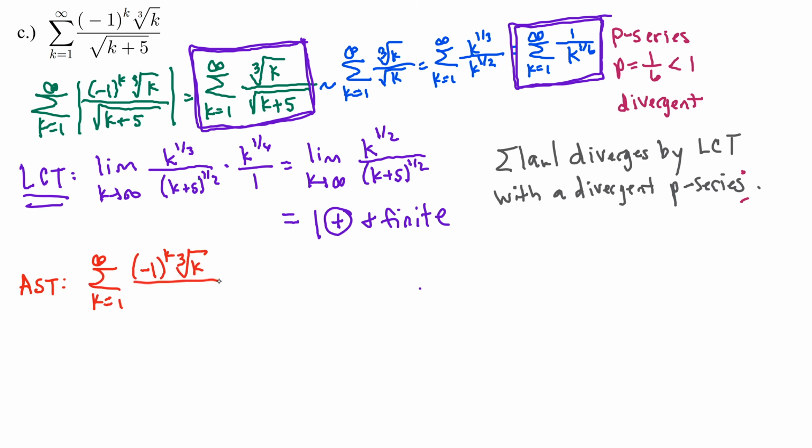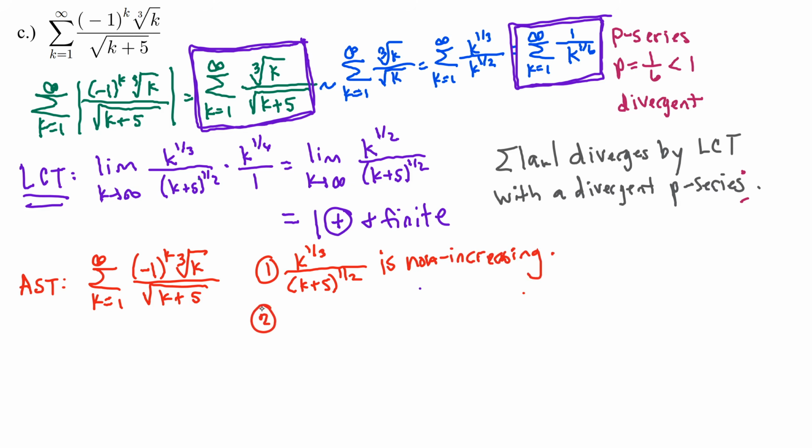So I'm thinking about all the details of our alternating series test. There's two things that we need to verify. First of all, looking at a sub k, and again, I'm going to write it with rational exponents, because the degree of the denominator is bigger than the numerator, we know that this is a decreasing function, or we could say, to be specific, non-increasing. So the first tenet of the alternating series test has been verified.